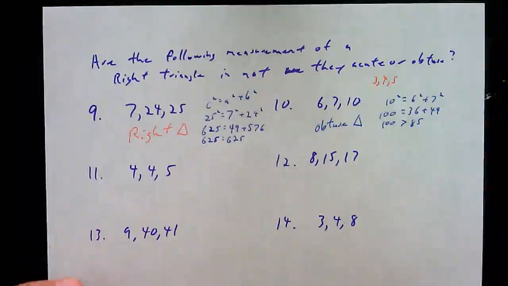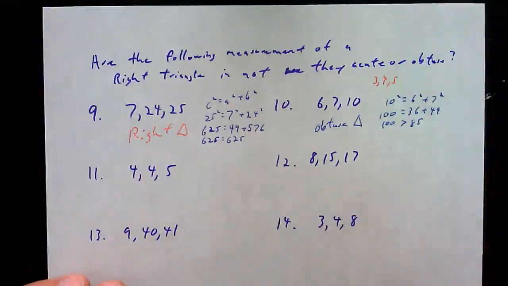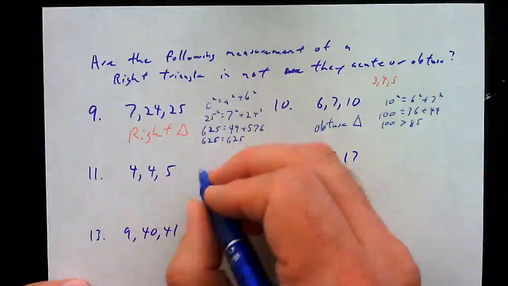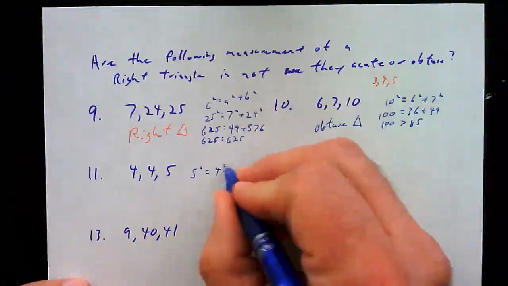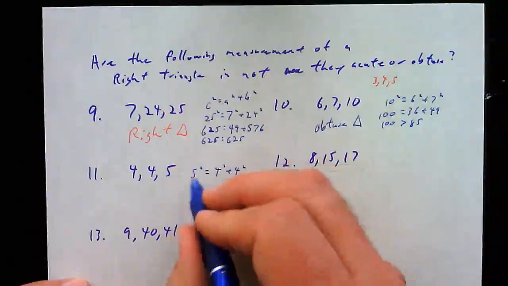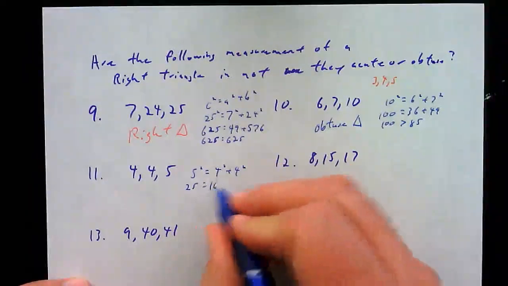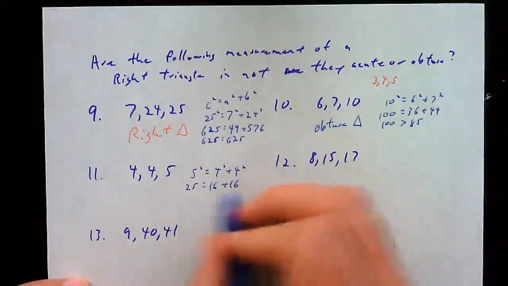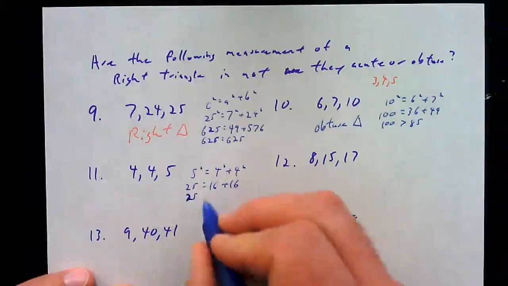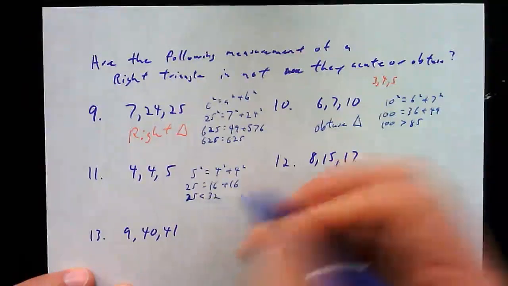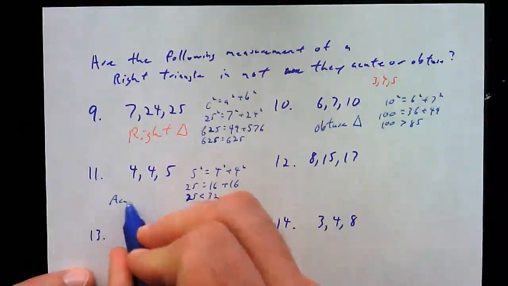On this one, 4, 4, 5. Again, I don't know right away by looking at it, so plug it on in. We have 5 is the longest side. 5 squared is 25. 4 squared is 16. 4 squared again is 16. Add them together, you get 32. Oops. 25 is less than 32. Well, if C squared is less than, it's an acute triangle.